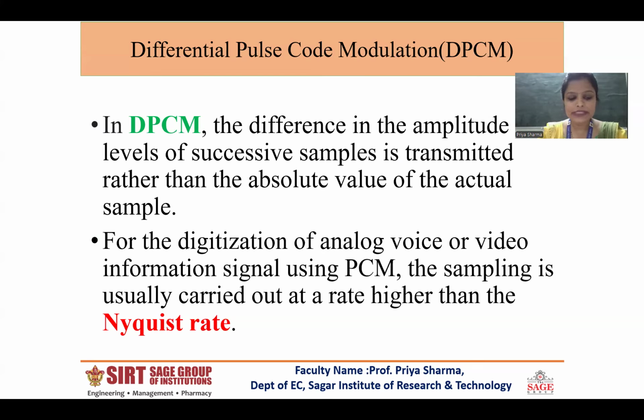DPCM is specifically designed to take advantage of sample-to-sample redundancies in typical speech waveforms. Since the range of sample differences is typically less than the range of individual samples, fewer bits are required for differential pulse code modulation as compared to that needed for conventional pulse code modulation.